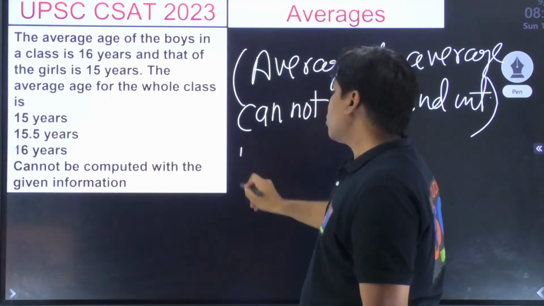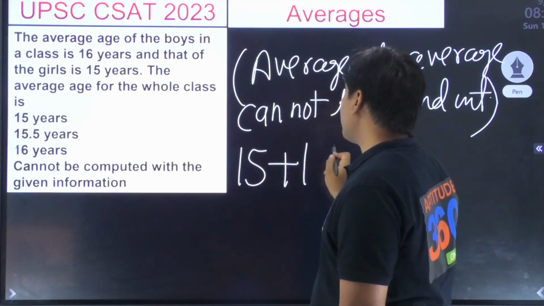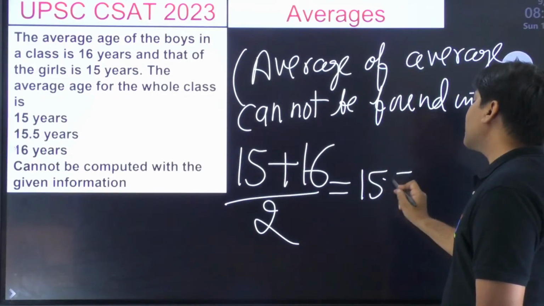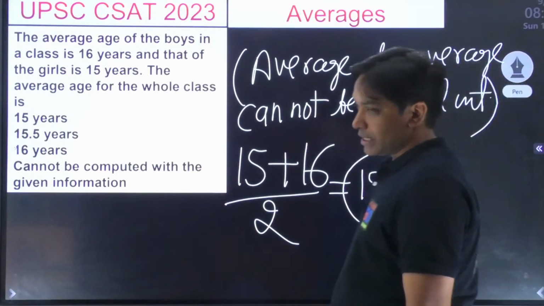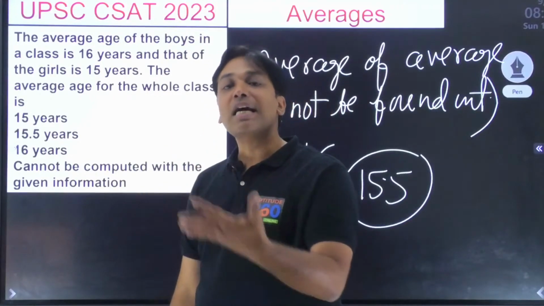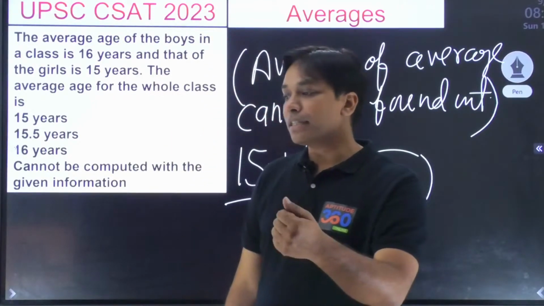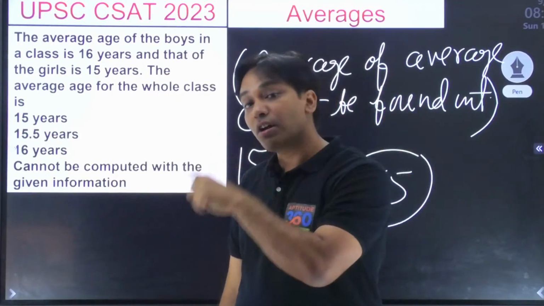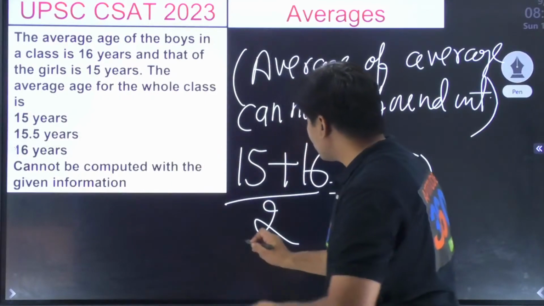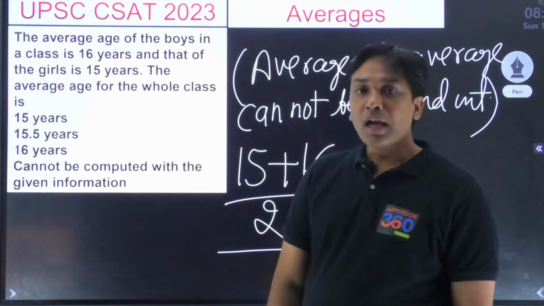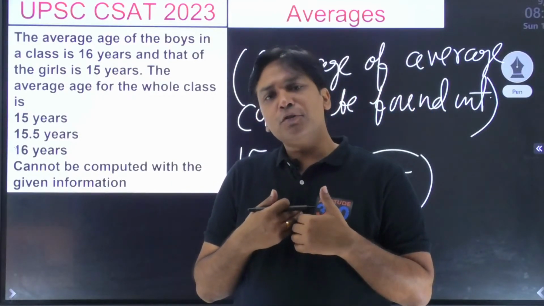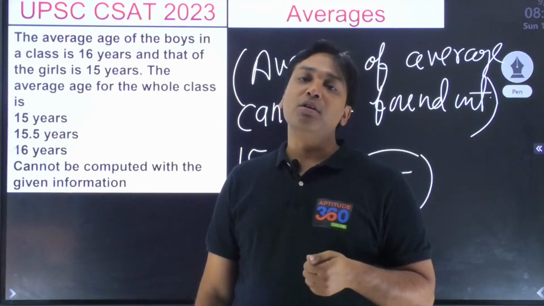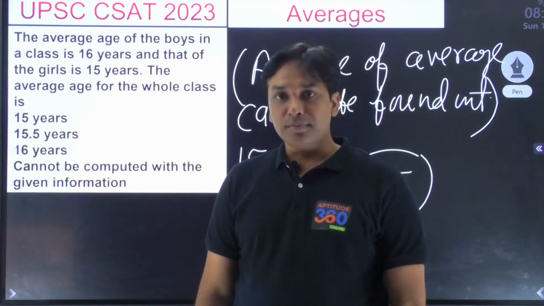Those students who assume that this has to be 15 plus 16 by 2, or 15.5, their assumption is that the number of boys and the number of girls in the class will have to be the same, isn't it? Since the problem does not tell you specifically that the number of boys and girls are the same, you cannot do this. Even if we do not know the number of boys or girls, if we knew the ratio of the two, then we could have found out the answer, right?